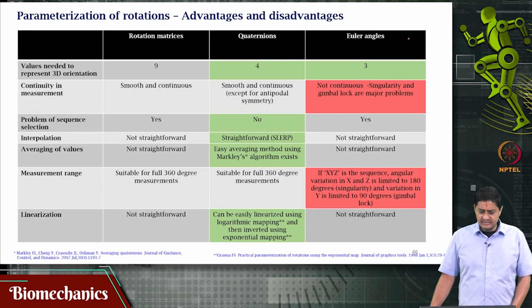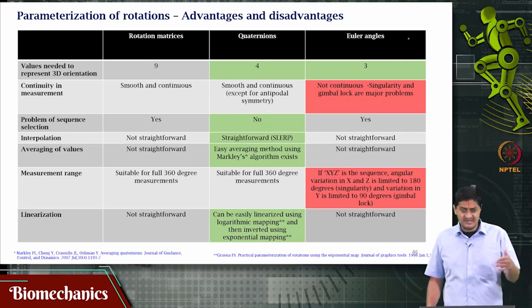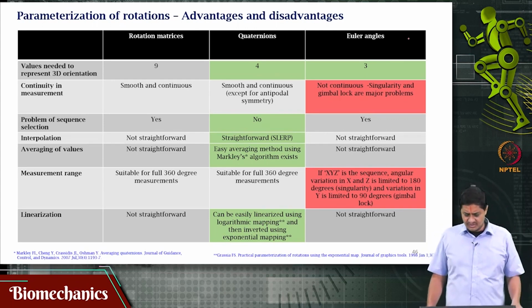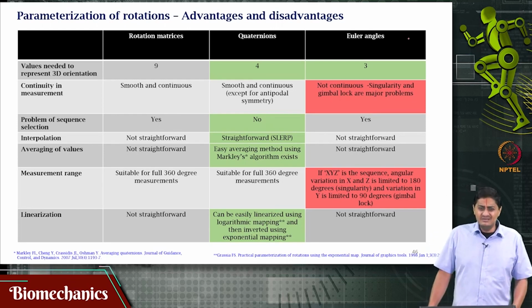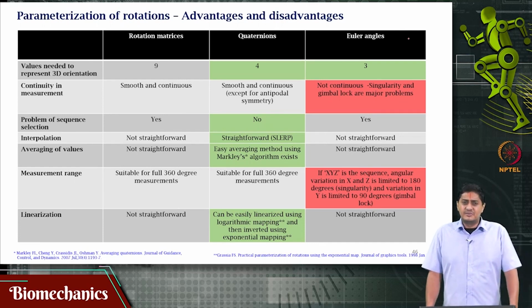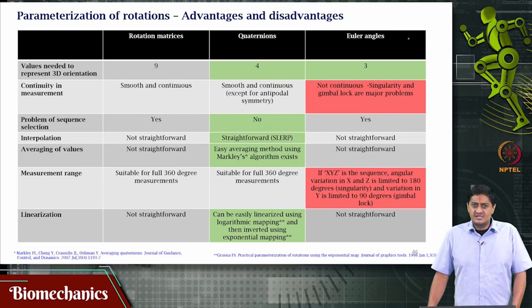So, we look at quaternions, rotation matrices and Euler angles and their advantages and disadvantages in terms of the values that are needed to represent the orientation, and various other things. So, remember, there is no single perfect method. The specific method that you want depends on your needs, your application and your expertise. So, many different things exist.